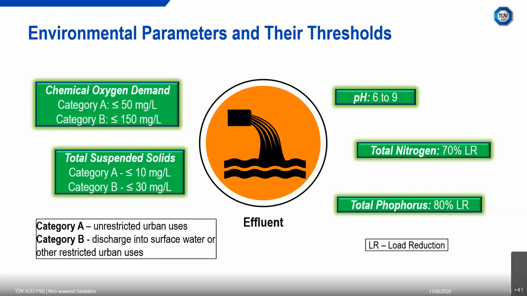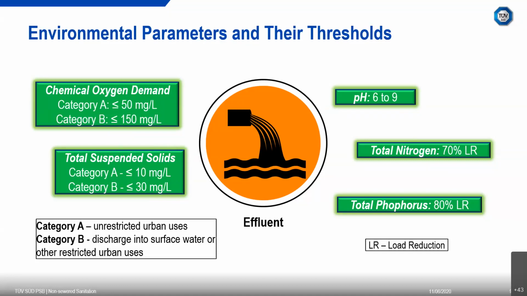For both COD and TSS, effluent is categorized as Category A and Category B. Category A refers to unrestricted urban uses that comprise all uses where public access is not restricted. Examples are landscape irrigation and toilet flushing. Category B refers to discharge into surface water and other restricted urban uses that comprise all uses where public access is controlled or restricted by physical or institutional barriers. Examples are fences and temporal access restriction.